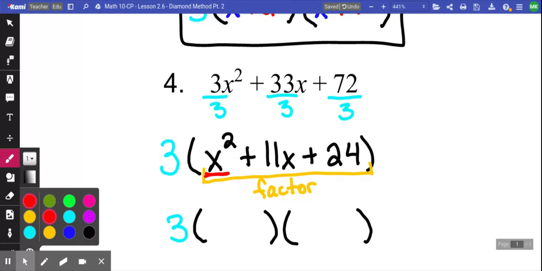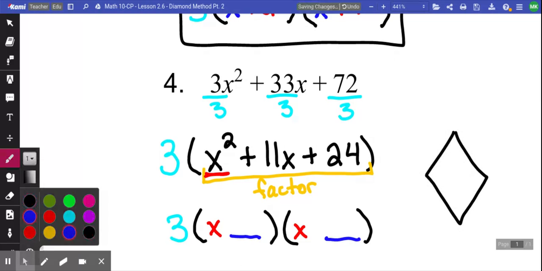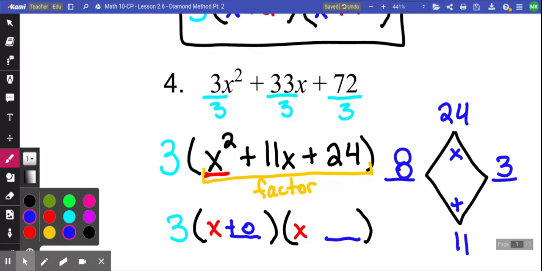The first term always comes from the first terms. X times x is x squared. The second terms come from the sides of my diamond. The sides of my diamond are two numbers that multiply to be 24 and add to be 11. That's 8 and 3. So it's x plus 8, x plus 3.